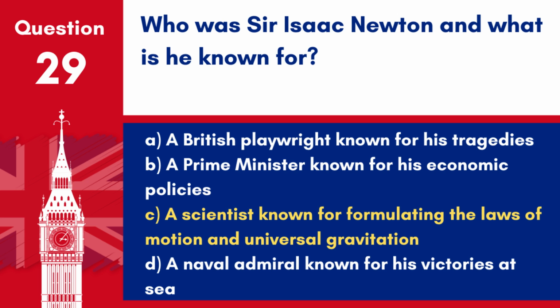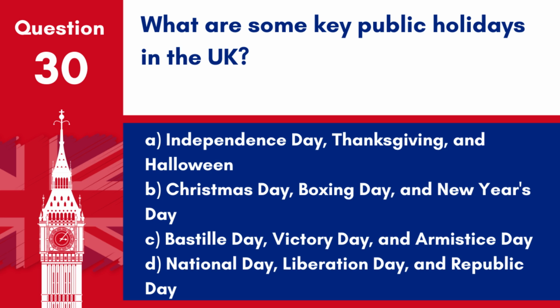Answer: C. A scientist known for formulating the laws of motion and universal gravitation. Sir Isaac Newton is one of the most influential scientists of all time. Question 30. What are some key public holidays in the UK?